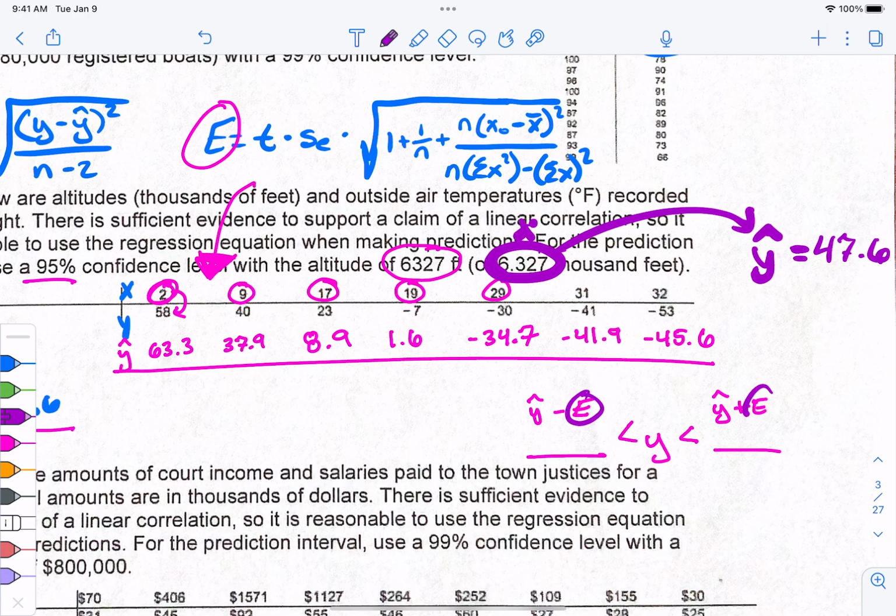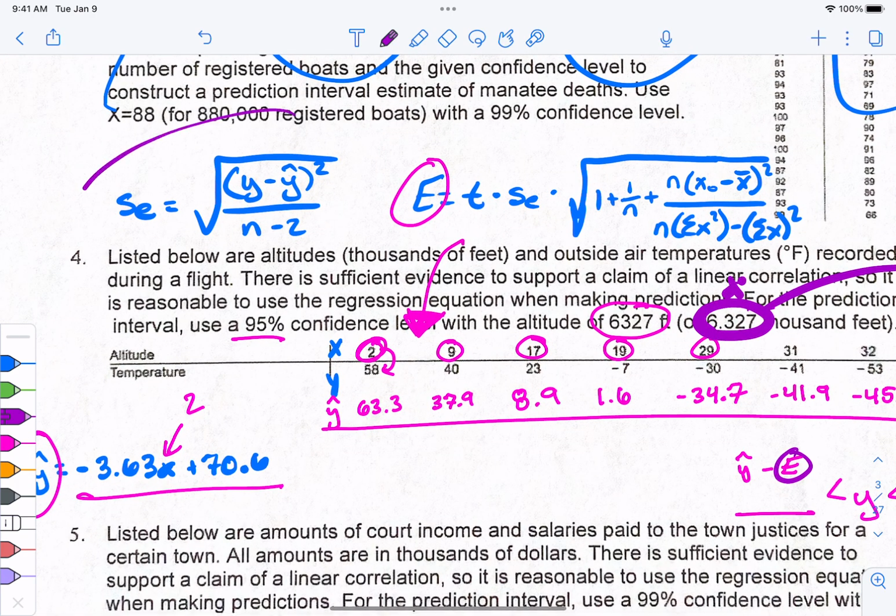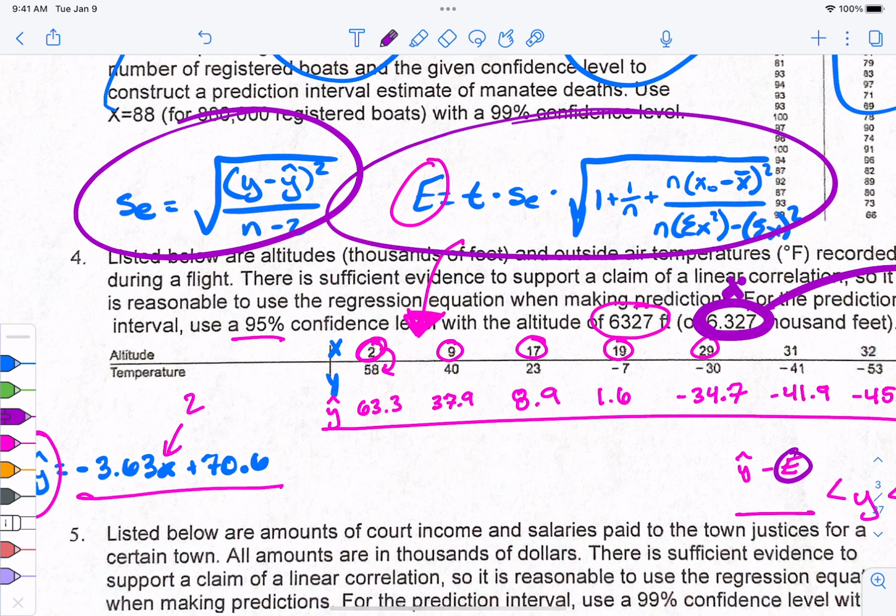We're going to figure out what the error is. We're going to add and subtract it. That's all. So rather than me saying definitively, it will be exactly 47.6 degrees at an altitude of 63, that's when we have to calculate our standard error and our regular error.